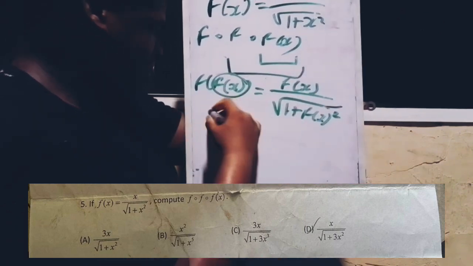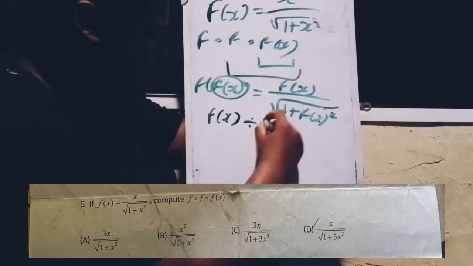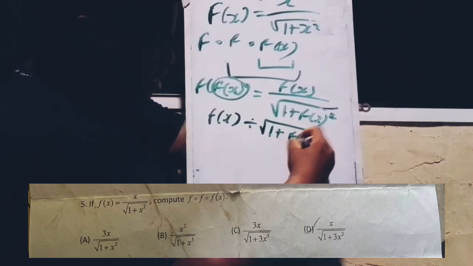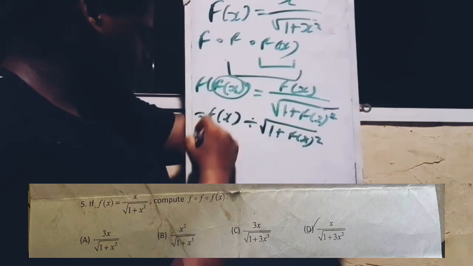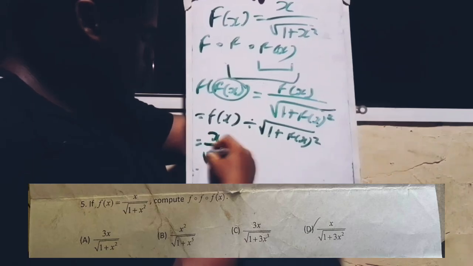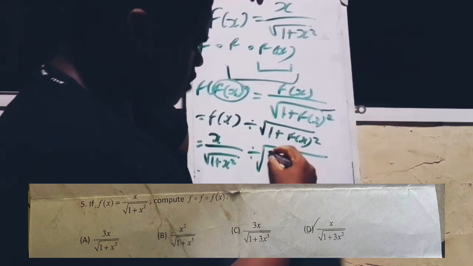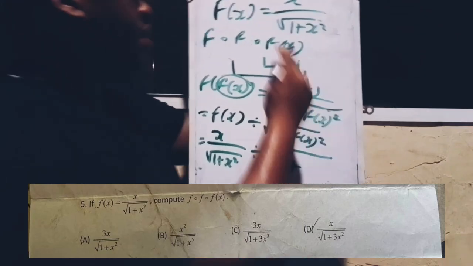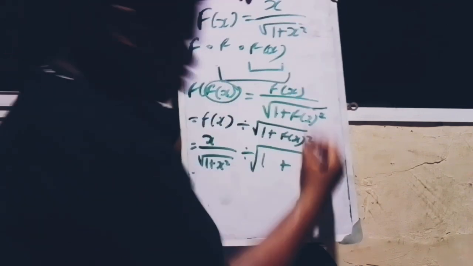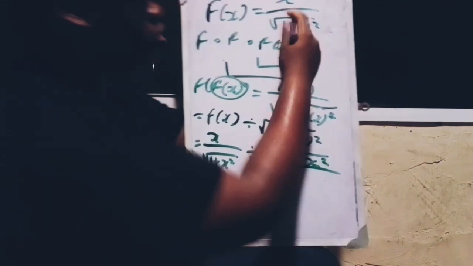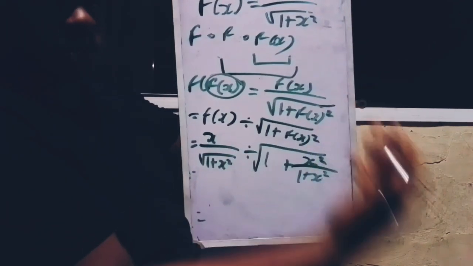So here we have f of f of x equals f of x divided by the square root of 1 plus f of x squared. f of x is equal to what? f of x is equal to x divided by the square root of 1 plus x squared, divided by the square root of 1 plus f of x squared. Now, whenever you see f of x, you're going to square it. You have f of x squared equals x squared divided by the square root of 1 plus x squared, all squared, which is just 1 plus x squared, because the square root cancels out the square.